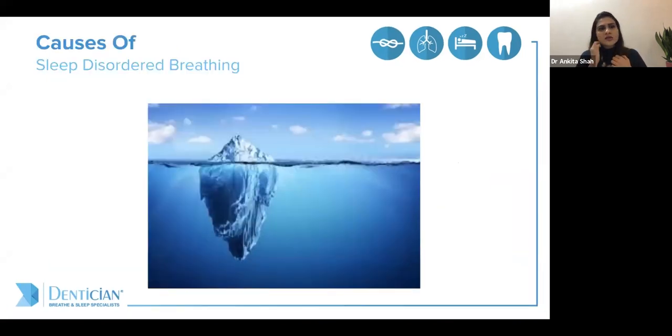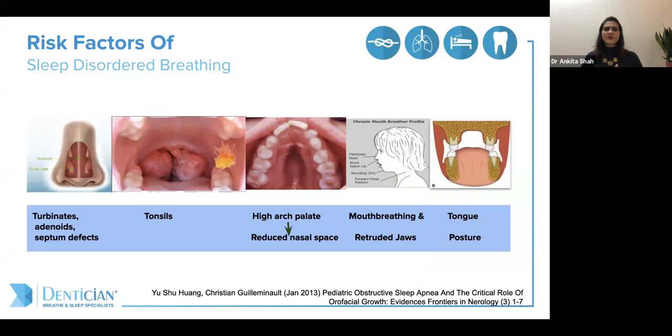So what causes this sleep disordered breathing? Is it only tonsils and adenoids? Remember that tonsils and adenoids are only the tip of the iceberg, but there's something really deep in here that is actually causing the fire. Let's understand what are the various risk factors for sleep disordered breathing. You can call them phenotypes of sleep disordered breathing or various risk factors. It could be turbinates, adenoids, tonsils, septum defects. It could also be a high arch palate.